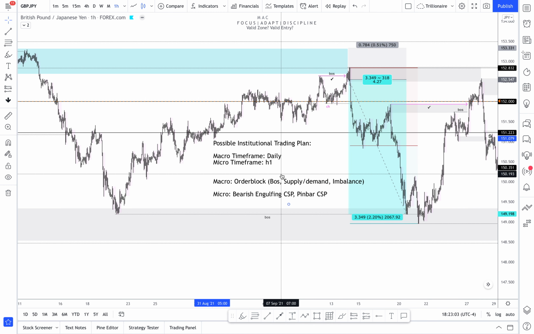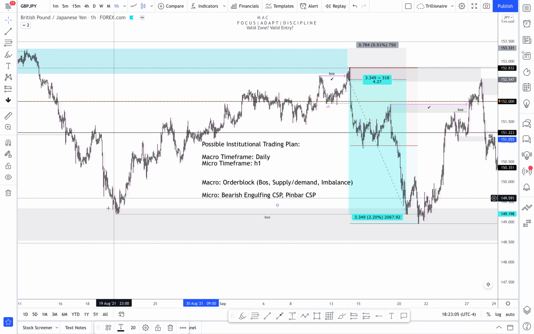Then we can see that targeting this low here, price hits for 334.9 pips. Overall 4.27 risk to reward ratio. Now, a 4.27% on a trade, is that decent? Yes, that's decent. It's not the best in the world, especially how long you're holding this.